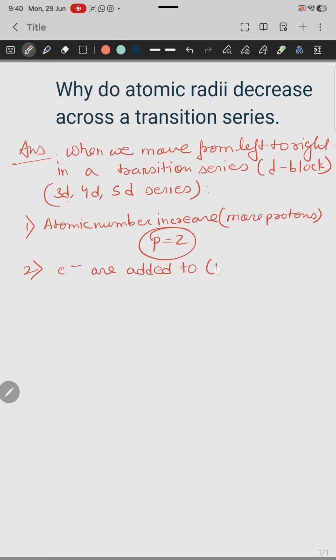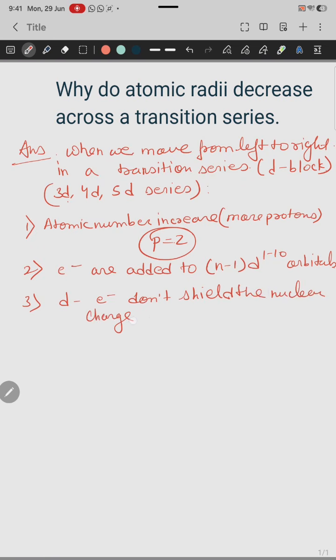Electrons are added to the (n-1)d orbitals, the 1 to 10 electrons, you can say. The third point we consider is that d electrons do not shield the nuclear charge effectively. We have studied in class 11 what the shielding effect is. So if these three situations come forward, then the effect of these three most important characteristics gives you the result.